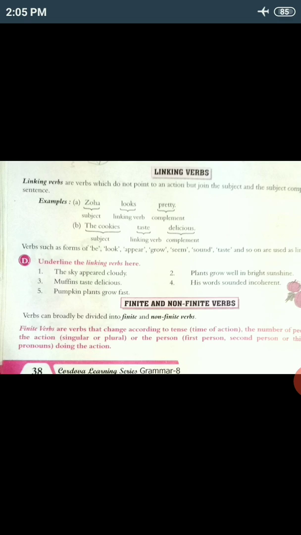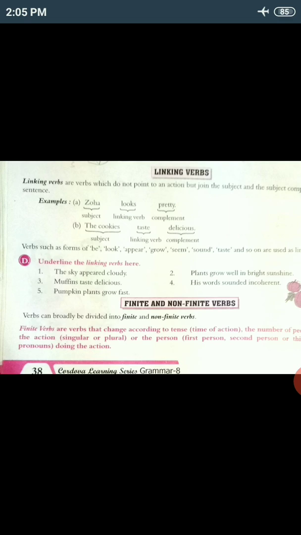Another example I would like to give is: his words sounded incoherent. So here, his is the pronoun, words is the noun, sounded is the linking verb, and incoherent is the complement. And this again has only one exercise. We'll be doing it in the class.